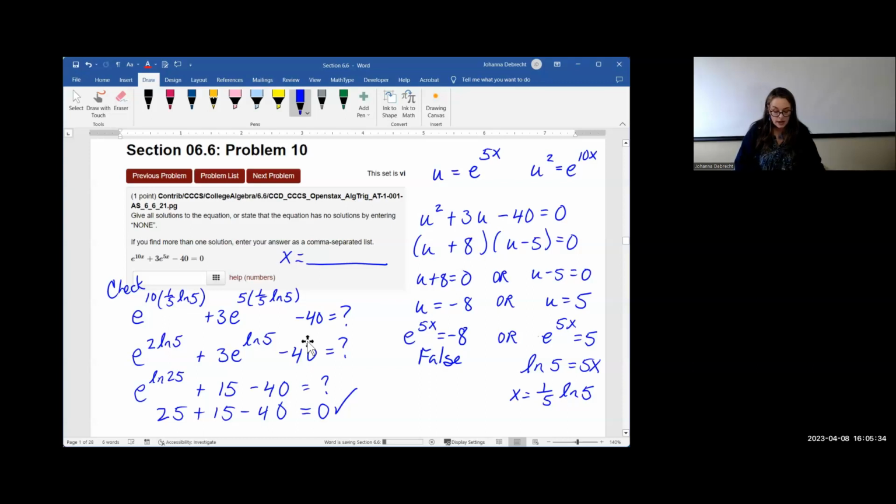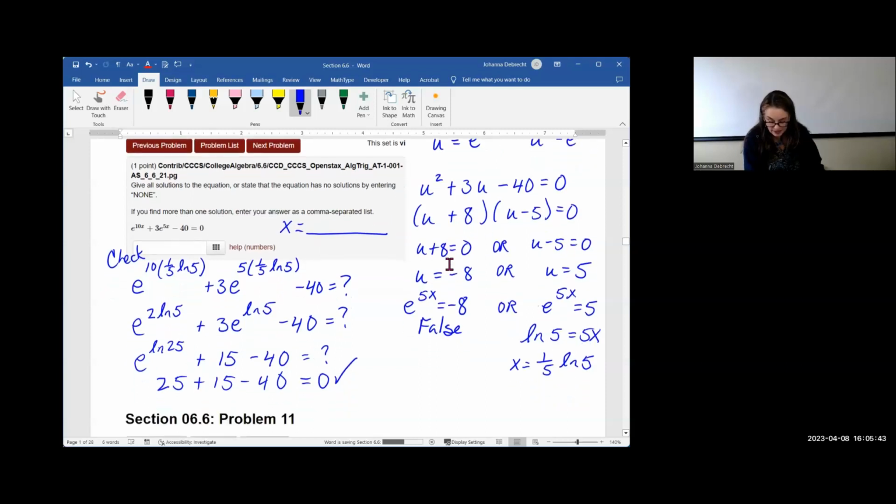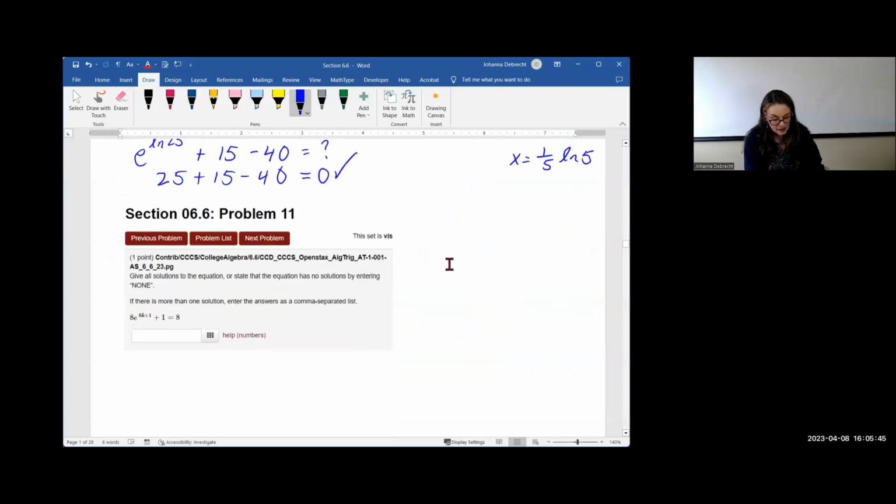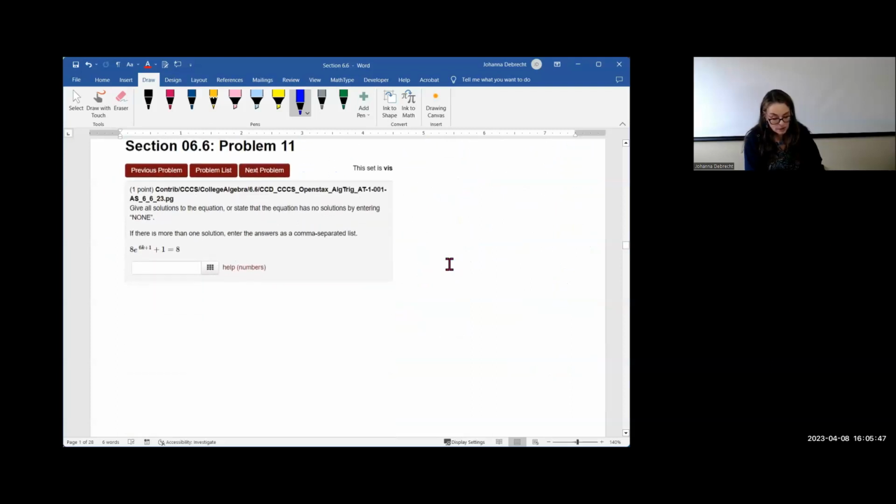Now let's take a look at problem number 11. As soon as my computer stops saving. Come on. It's taking a while. Okay. Now let's take a look at this problem here. Go ahead and pause the video, work it out, and turn the video back on to compare.